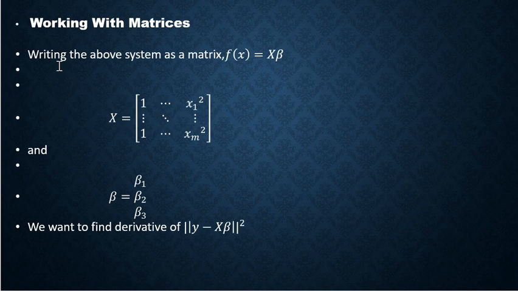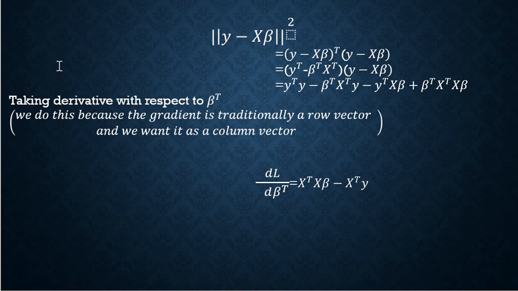So on working with matrices, we'll have the system f(x) = Xβ. Therefore we'll get the matrix X with rows 1, x1, x1² down to 1, xm, xm², and so on, and β = (β0, β1, β2). On finding the derivative of (y − Xβ)², we'll get the elaborated equation, and when we perform dL/dβ, we'll get XᵀXβ − Xᵀy. In order to make it minimum, we'll equate it to 0. Therefore Xᵀy = XᵀXβ.